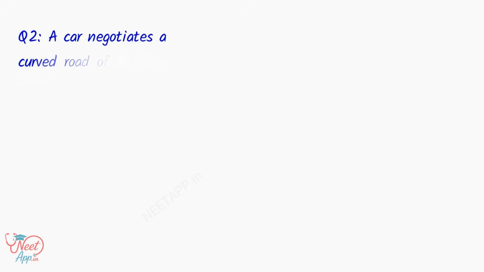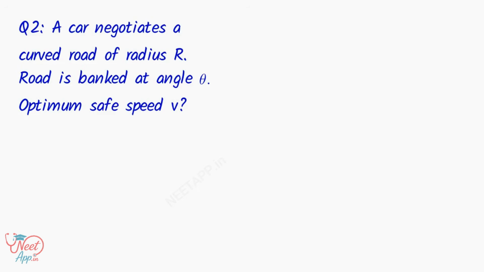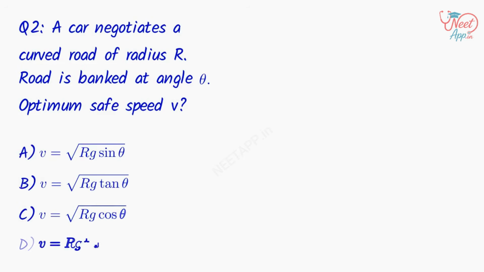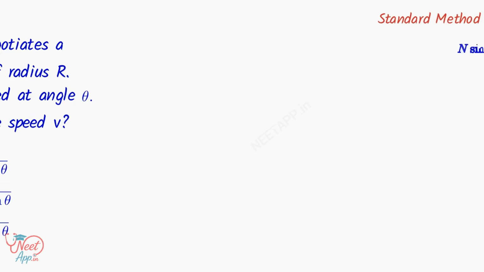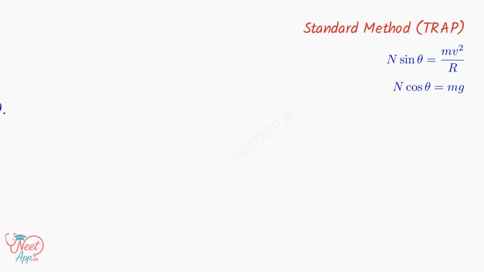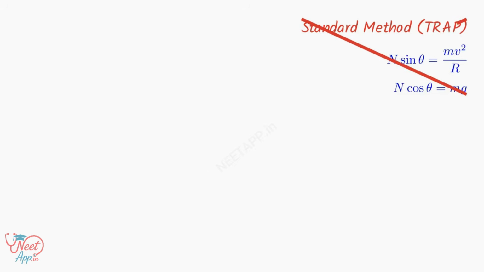Let's solve this complex question in 30 seconds. A car is negotiating a curved road of radius r. The road is banked at an angle theta. What is the optimum safe speed for the car without relying on friction? The standard method is a time trap. You are taught to draw free body diagrams, resolve the normal forces into N cosine theta and N sine theta, write out Newton's laws and divide equations. That takes way too long.